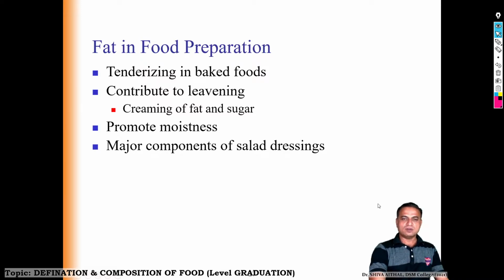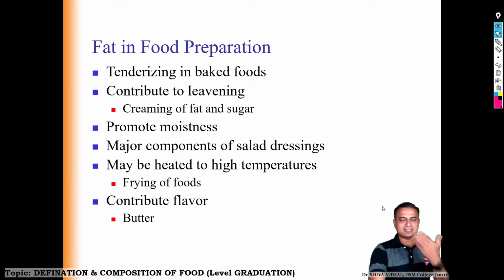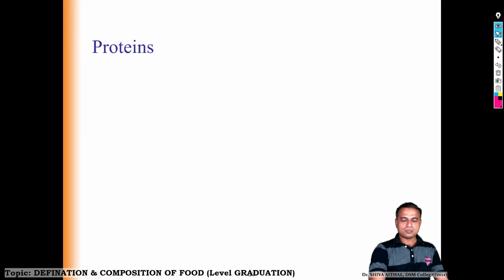Fats are major components of salad dressings, meaning the oil which we add on the top. Even when we go for some oily seasoning, that is fat which is added into food. With the presence of fat or oils, you can elevate the temperature of cooking, and that gives you an advantage of baking, frying, etc. It contributes to a certain culinary flavor, that is the taste value. The taste is enhanced when you add things like butter, cheese, oil, etc. The next component in the composition of a food is proteins, a very important part.